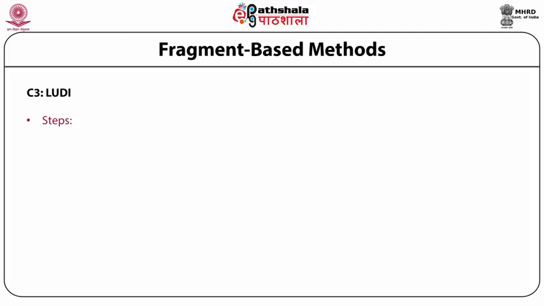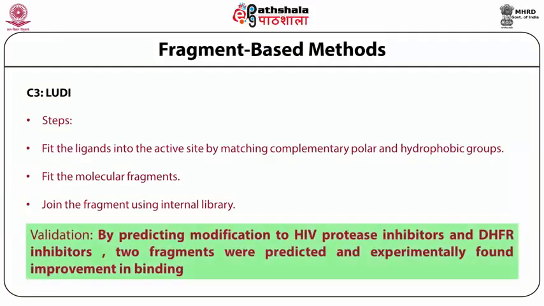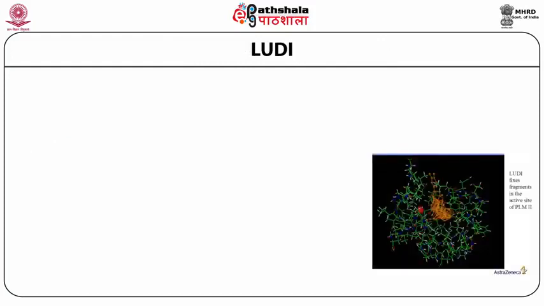out with Ludi: fit the ligand in the active site, then do the fragmentation library and use it. Prediction has been done with HIV protease inhibitors and DHFR inhibitors, and 2 of these fragments were predicted and experimentally found to be improved in binding. We have even used Ludi to do selectivity, a very efficient method for selectivity and the lead optimization phase. Here I show you the example which we worked on to do the selectivity.